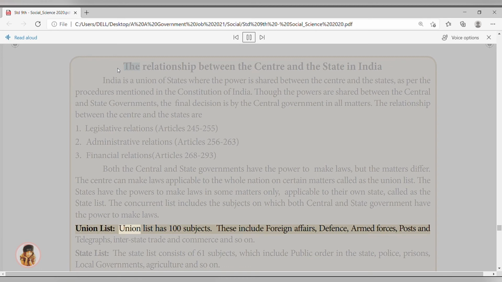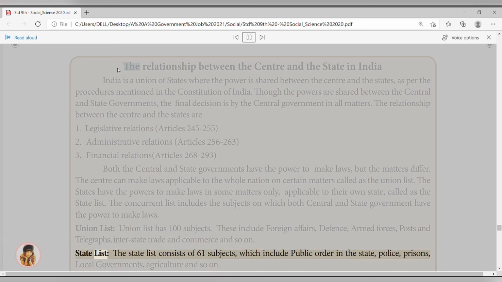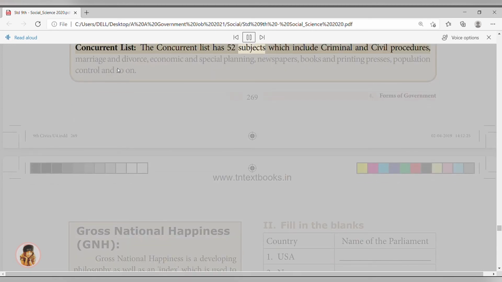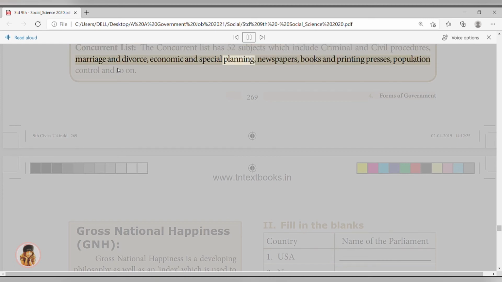Union List. Union List has 100 subjects. These include foreign affairs, defense, armed forces, posts and telegraphs, interstate trade and commerce, and so on. State List. The State List consists of 61 subjects, which include public order in the state, police, prisons, local governments, agriculture, and so on. Concurrent List. The Concurrent List has 52 subjects which include criminal and civil procedures, marriage and divorce, economic and special planning, newspapers, books and printing presses, population control, and so on.